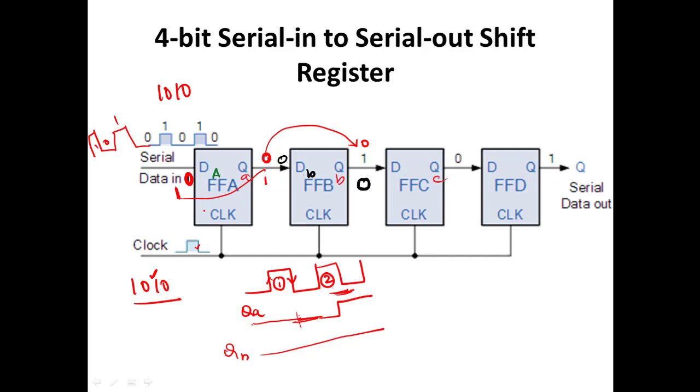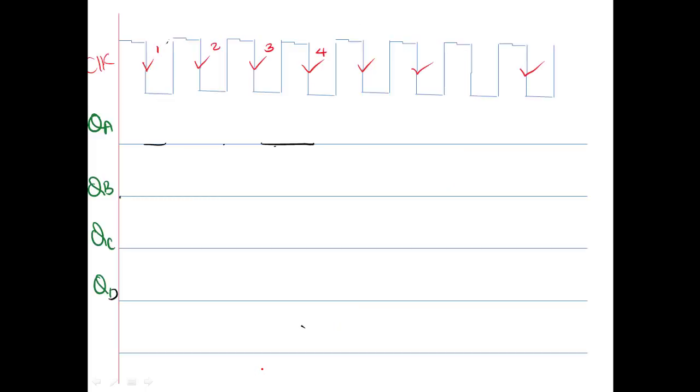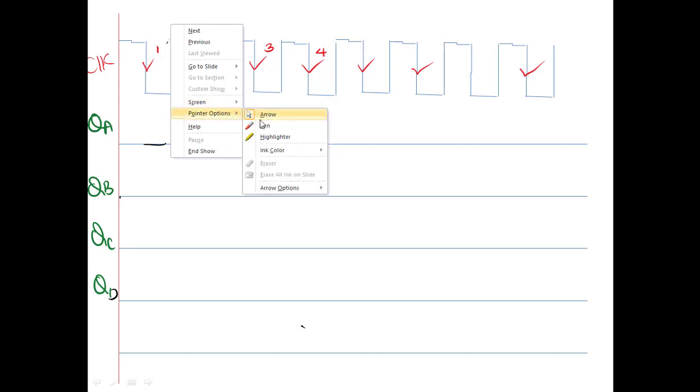And again, your data is 1010. So for the third clock pulse, your QA will be 0, and fourth clock pulse QA will be 1. Again this QB will be shifted by one clock pulse only, right? So here, one clock pulse after shifting, 0, 1, 0, 1. It will be like this. And similarly QC, you will be getting like that. So here are your clock pulses, and the data that we are going to give in is 1010. That is what we have discussed.